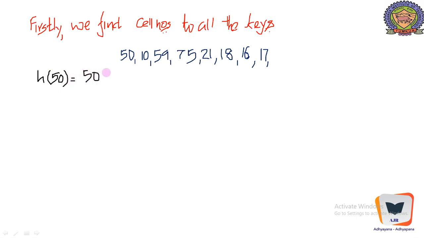50 mod 11, that is percent. I will use this symbol. Okay, percentage 11. So 11 fours are 44. What remains is 6. Therefore 50 should go to the 6th cell.